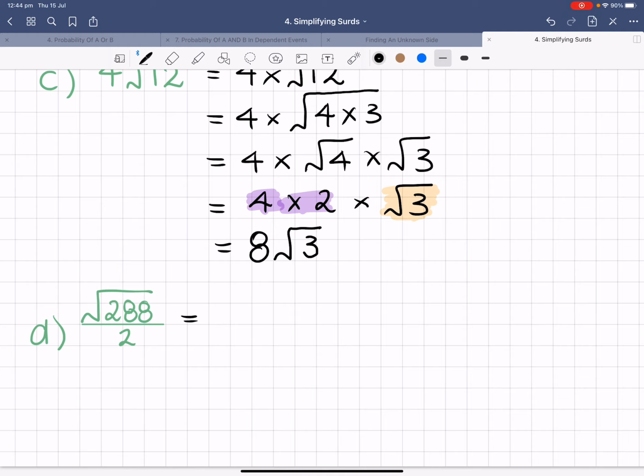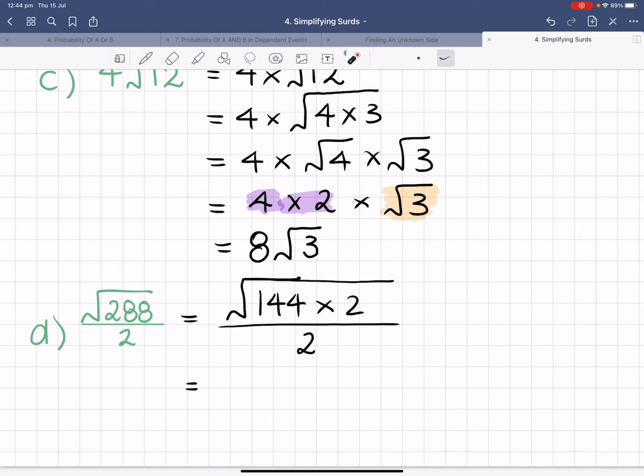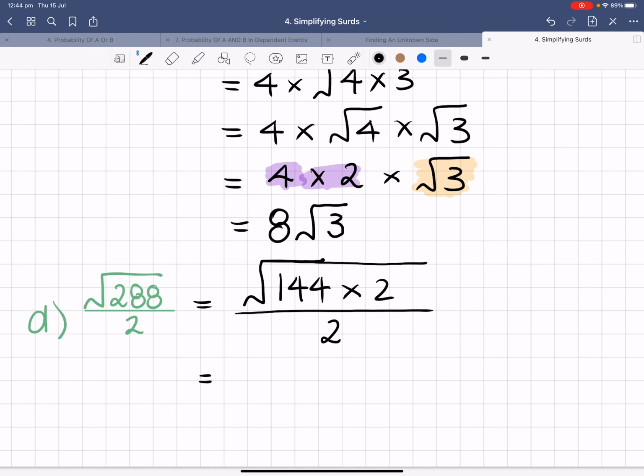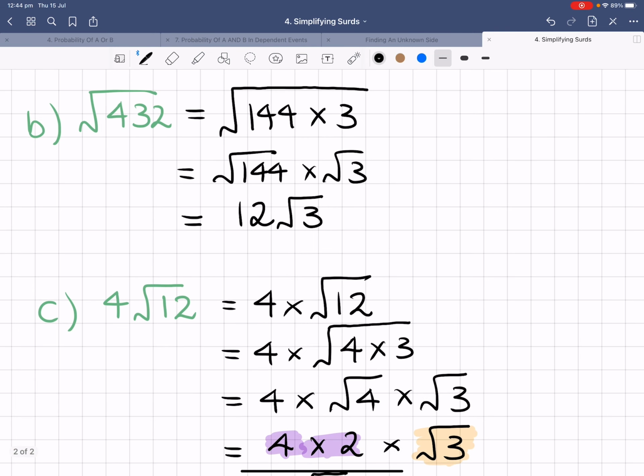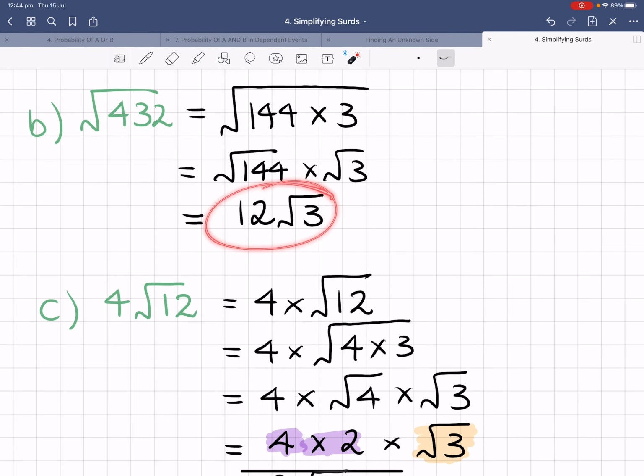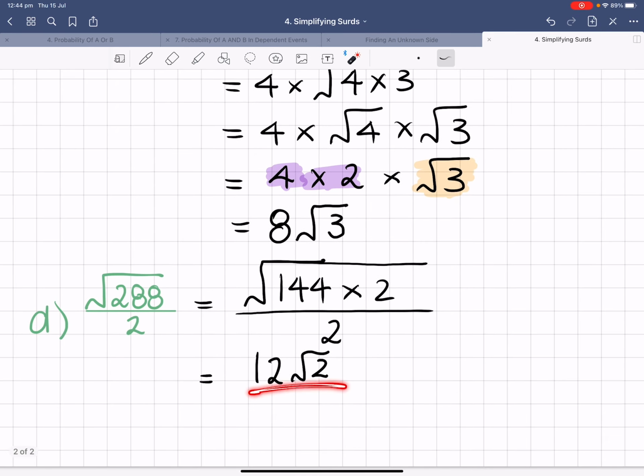All right, last one. Breaking up 288 into its numbers, we get 144 times 2, all over 2. Remember, 144 is just 12, so I'm going to go straight to 12 square root 2, for the same reason that this was 12 square root 3, okay, because it was times by 3. So this is going to be 12 square root 2. Divide that by 2.